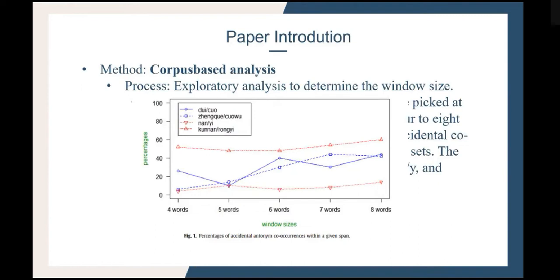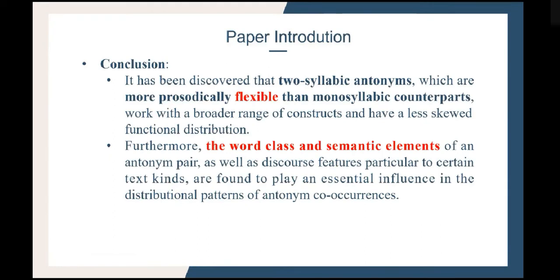This table shows the percentage of accidental antonymy co-occurrence within given spans. We can see that the percentage differs across window sizes, with the top one being more even and the middle two lines fluctuating greatly. So the conclusion is that, firstly, two-syllabic antonyms are much more flexible. And then the word, clause and semantic elements are very important in the distributional patterns of antonym co-occurrence.